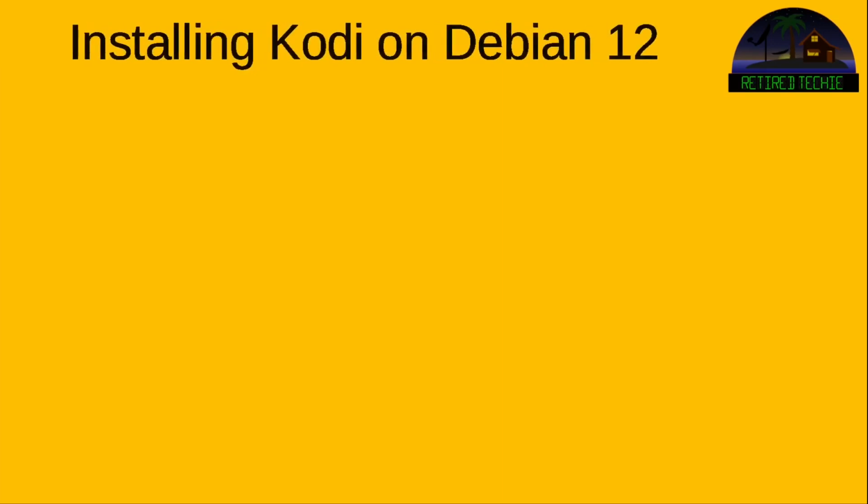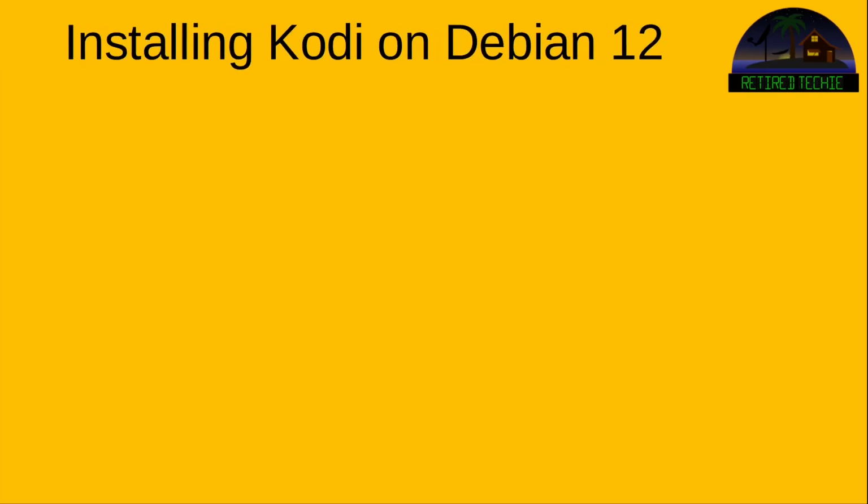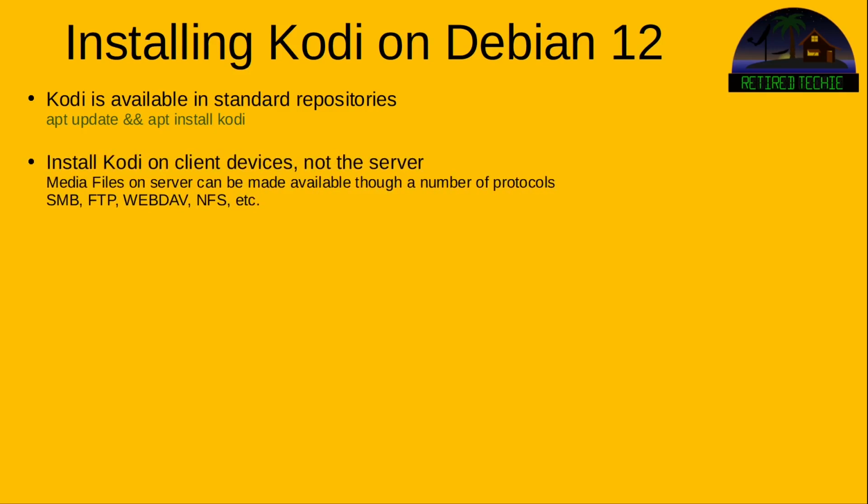Installing Kodi on Debian 12. Kodi is actually already available in the standard Debian repositories. You just need to do an apt update and then an apt install kodi. Kodi installs on client devices and not servers. If you're doing a standalone and you have your media files with Kodi, it's really easy to set up. If you have them on a file server someplace, then Kodi has a wide variety of protocols you can use to actually access them that are beyond just mounting them: SMB, FTP, WebDAV, NFS, etc.